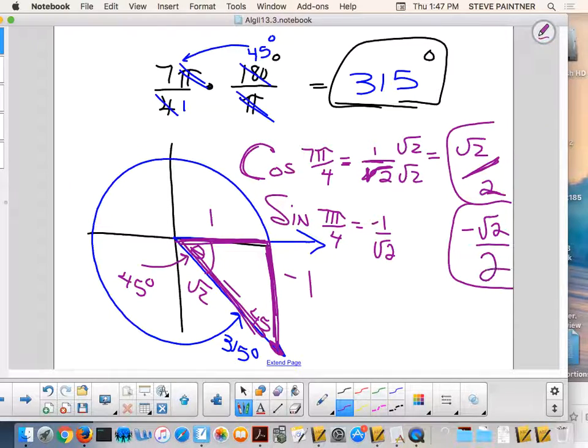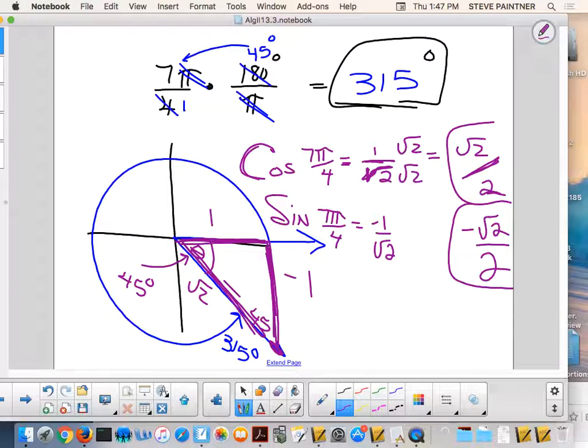The nice thing about 45-45s, the answers are pretty much always the same. Not usually, it's always those answers. The only thing that's going to change on you is the sign. Sometimes they're positive, sometimes they're negative.